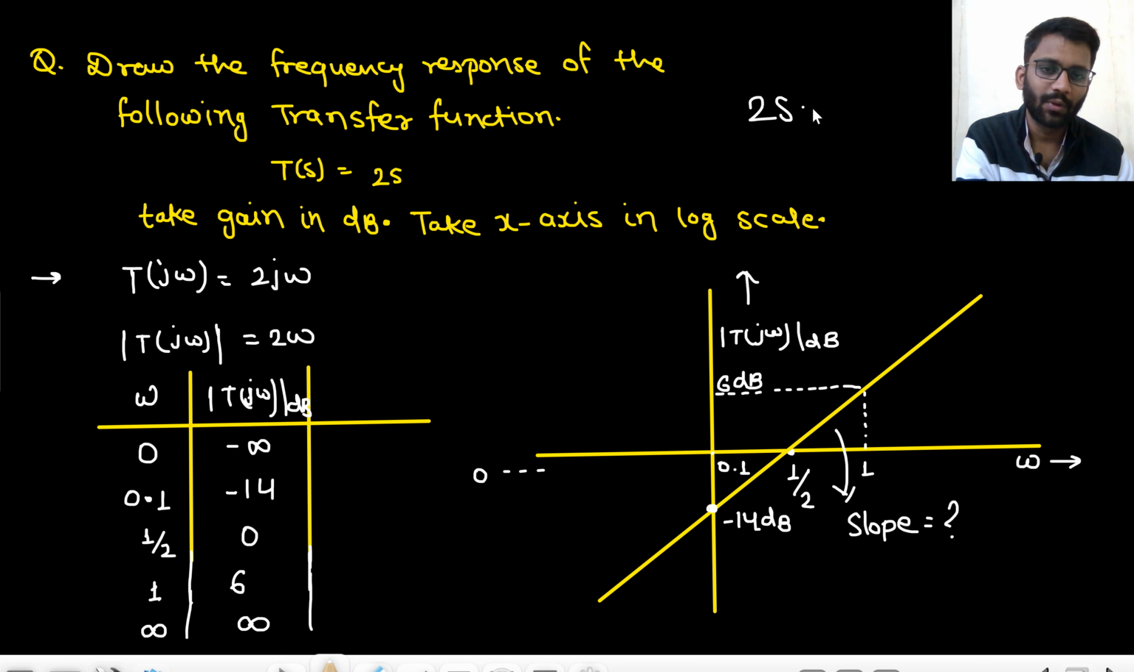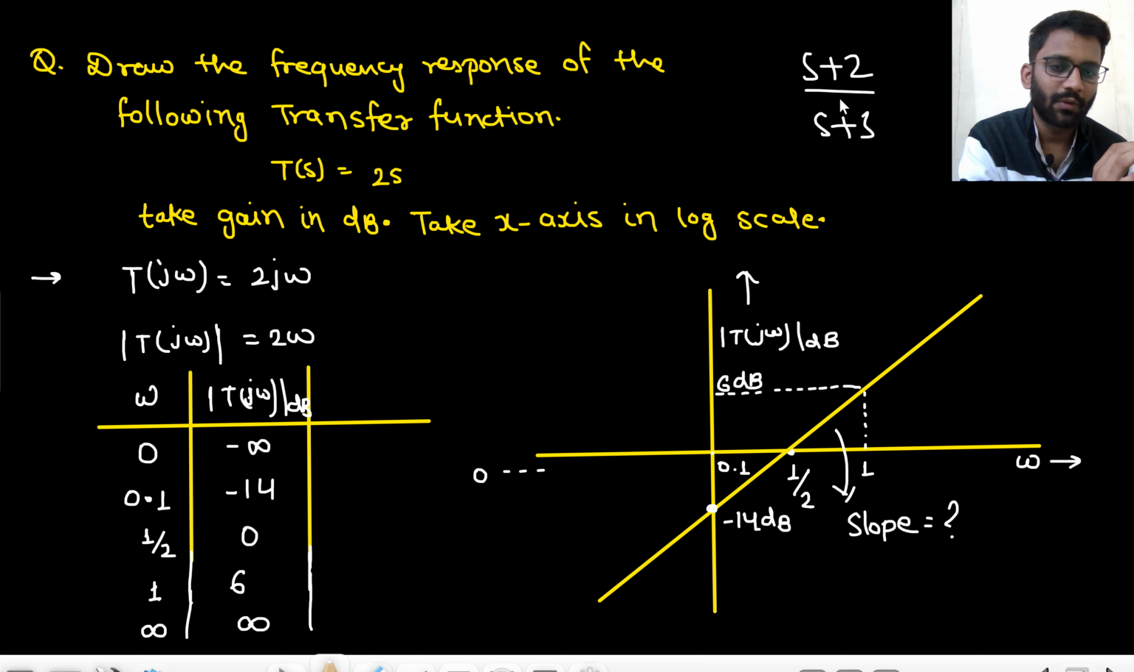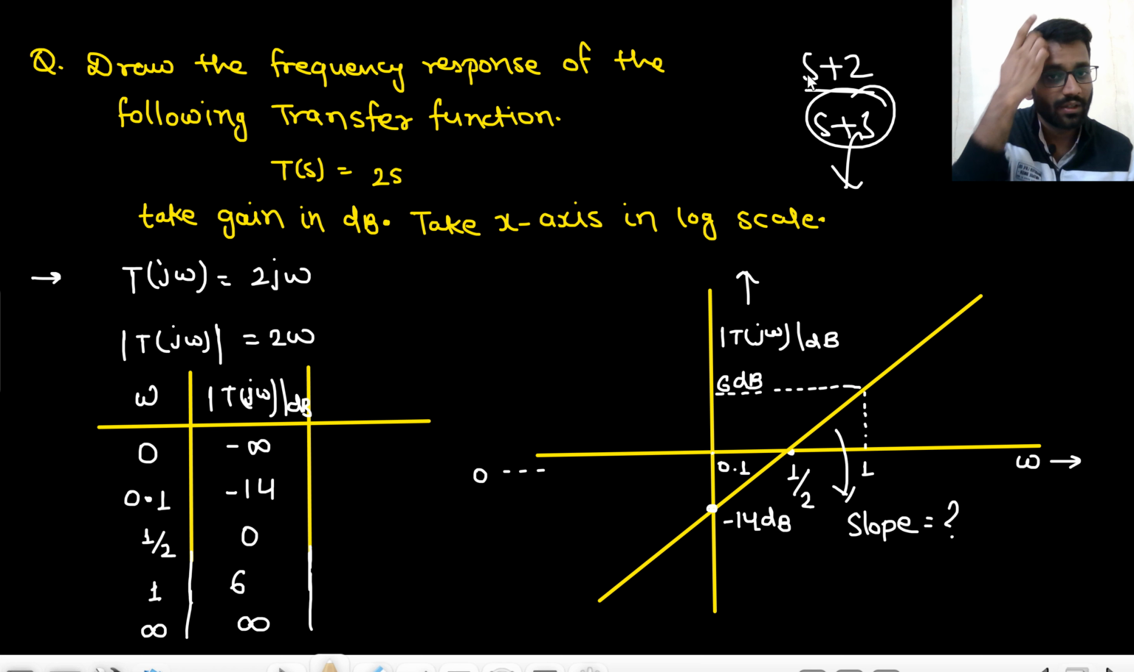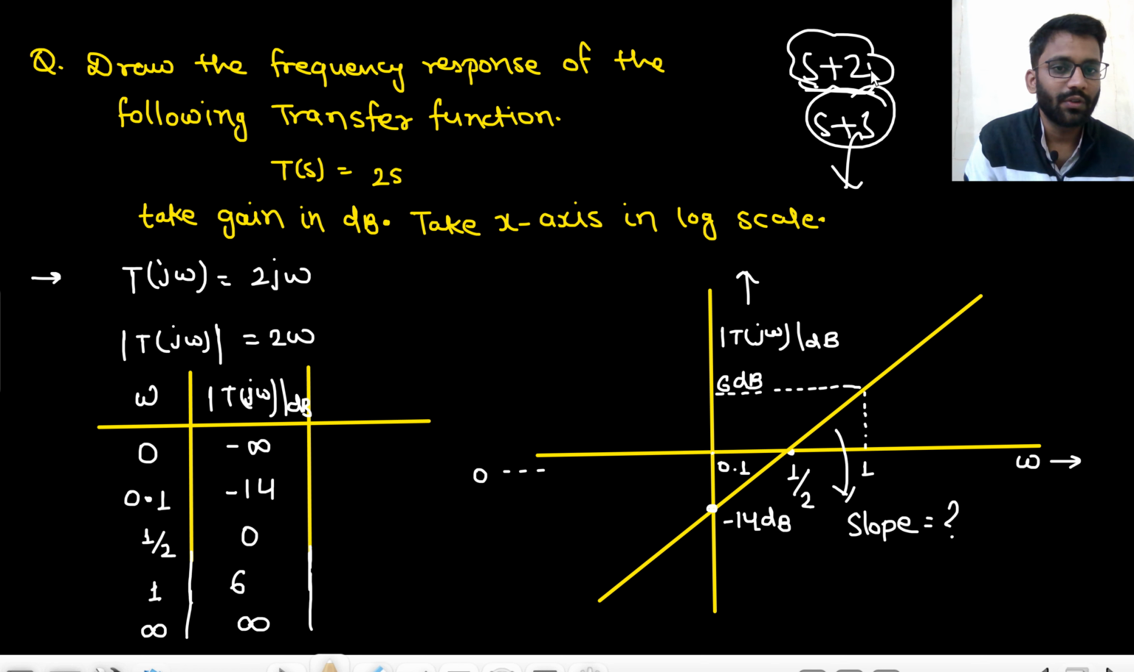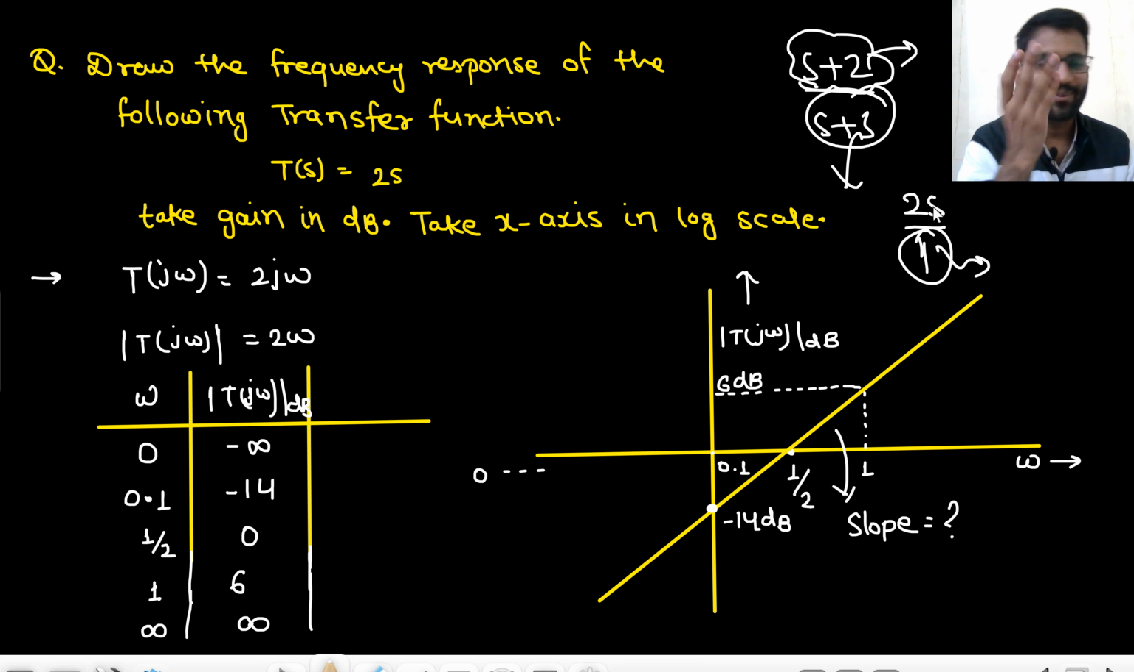Here you are having a 0 at omega goes to 0, right? 2s. If you put 2s equals to 0, that means at 0 you are having a 0. Do you remember what is pole and 0? S plus 2, S plus 3. What was pole? You have to put the denominator equals to 0, so you will get a pole. If you put the numerator equals to 0, you will get a 0. So here the transfer function is 2s/1. Forget about this denominator. Sorry. Yeah, numerator. The upper one is the numerator. The lower one is the denominator.